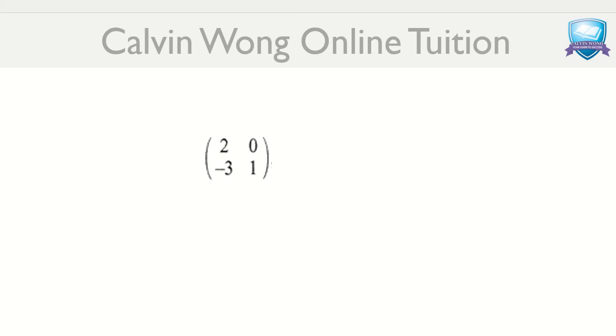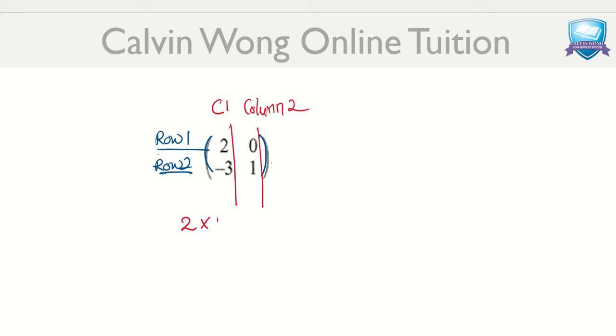What is a matrix? This one is an example of a matrix. This is row 1, this is row 2. This is column 1 and this is column 2. So this is a 2 by 2 matrix. If we have 2, 3, 4, 1, 5, 2, this is a 2 by 3 matrix.